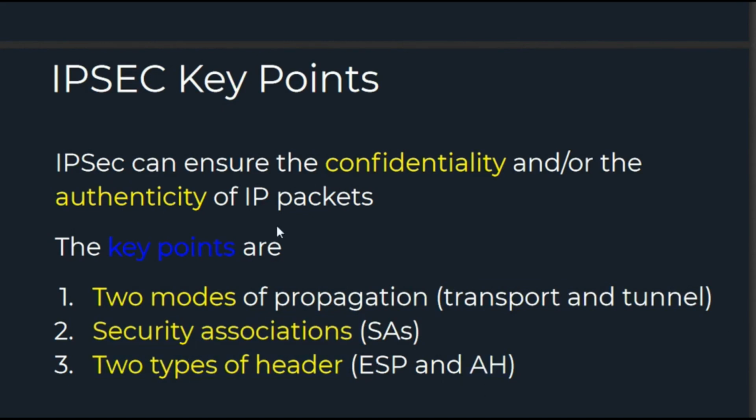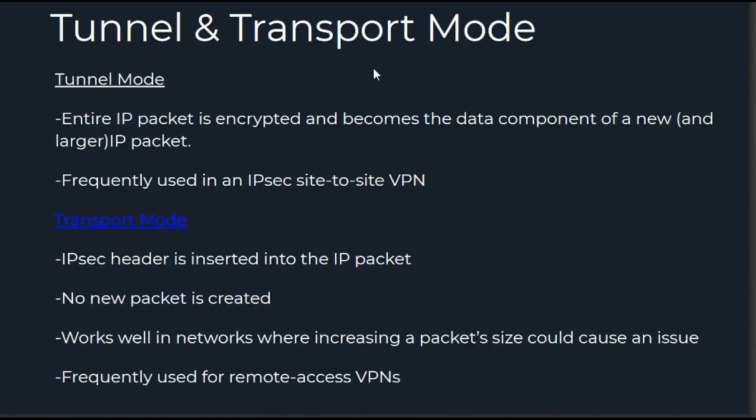Let's discuss tunnel mode and transport mode. In tunnel mode, the entire IP packet is encrypted and becomes the data component of a new, larger IP packet, so it is frequently used in IPsec VPN. Now, transport mode. The IPsec header is inserted into the IP packet. No new packet is created. It works well in networks where increasing the packet size could cause an issue. It is frequently used for remote access VPN.